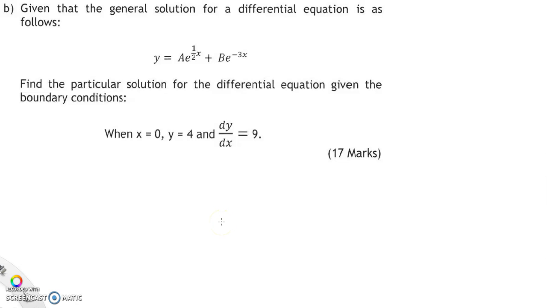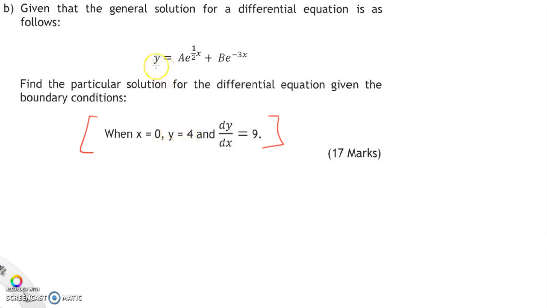Right, given the general solution for a differential equation is as follows, y equals a e to that plus b e to that. Find the particular solution for the differential equation given the boundary conditions. So these are kind of our clues here, right? When x is 0, y is 4. So look at this guy up here.